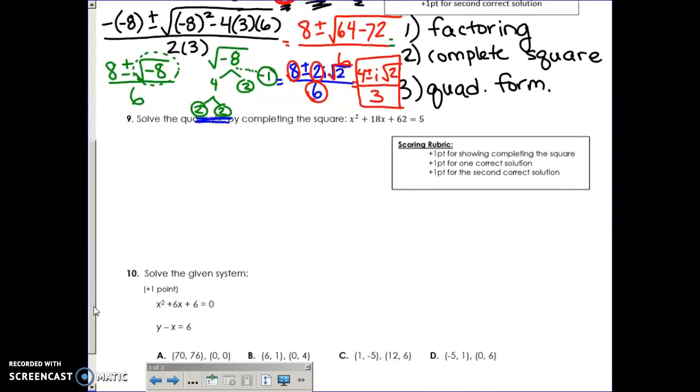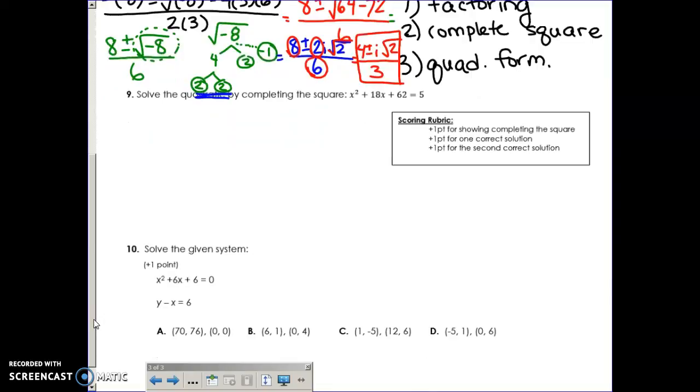Moving on down to number 9, still leaving number 7. Number 9, you are going to have to complete the square. All right, so a little bit more work for this one, I'm going to be honest. I know a lot of you guys don't feel super comfortable with complete the square, but you should know how to do it. And in fact, for this one, it tells you to do it that way.